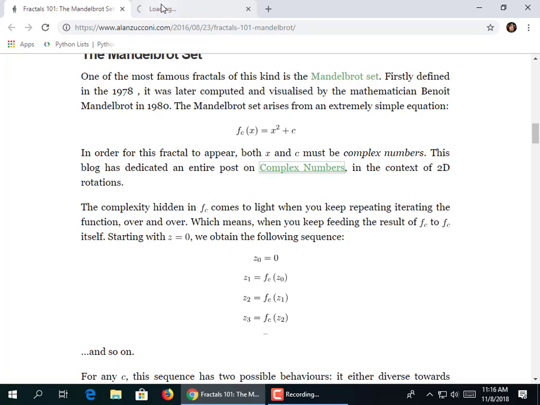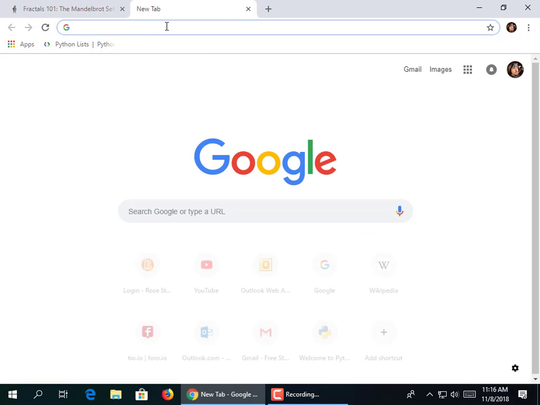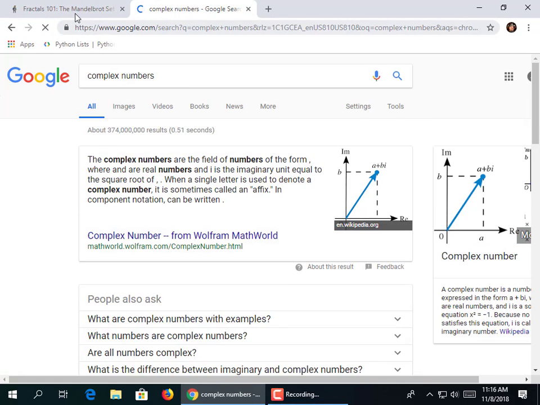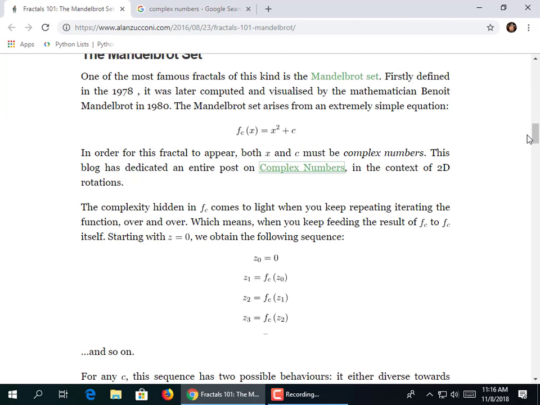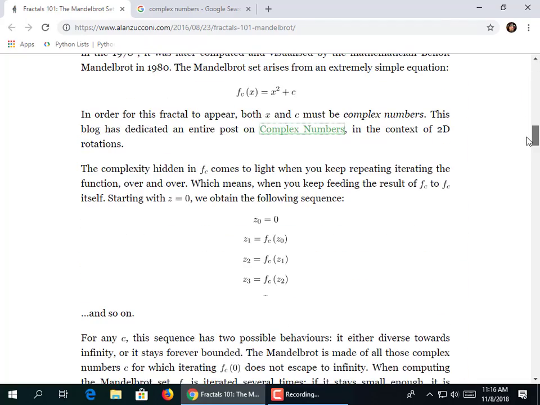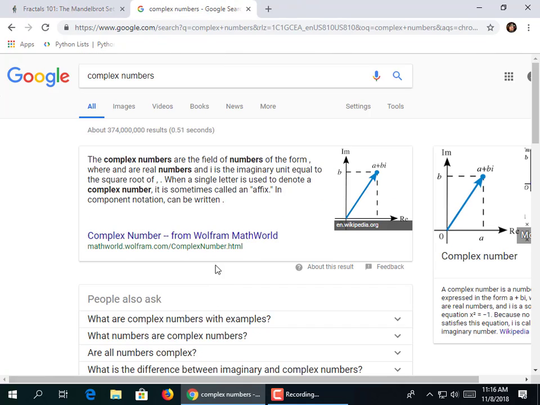Let's see, what are some of the pages? Not found? Oops. Well, we can just type in who's Alan? He is a mathematician somewhere, Yale maybe. And he didn't talk about himself, so maybe he's not at Yale. He'd probably talk about himself.